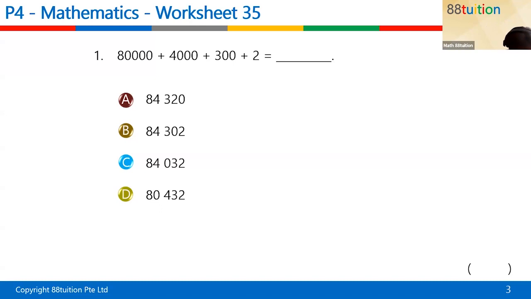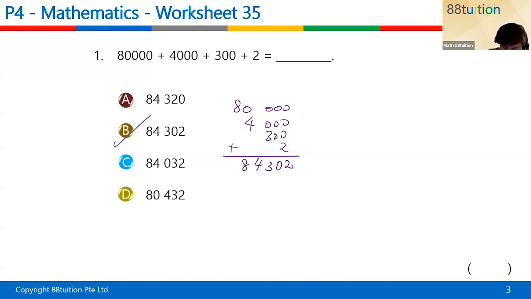Okay. So I have 80,000. So my place value is 80,000. 4,302. Okay. That's where I need to add the 2, 0, 3, 4, 8. Option number B, 3.